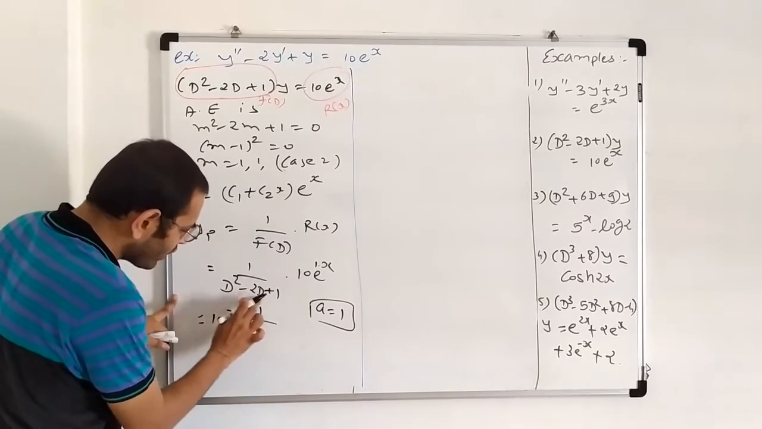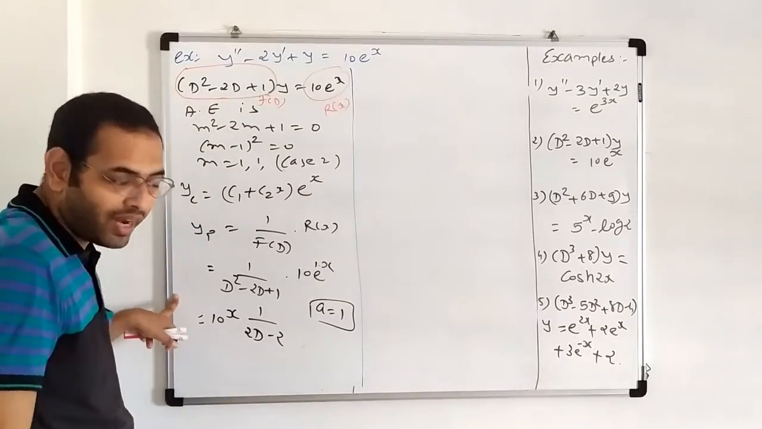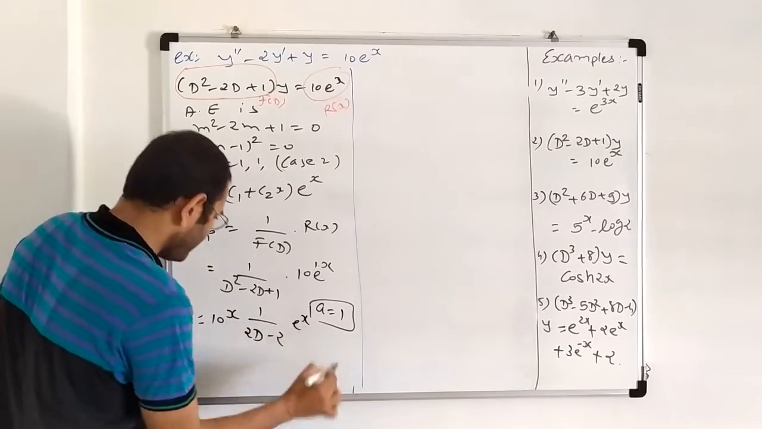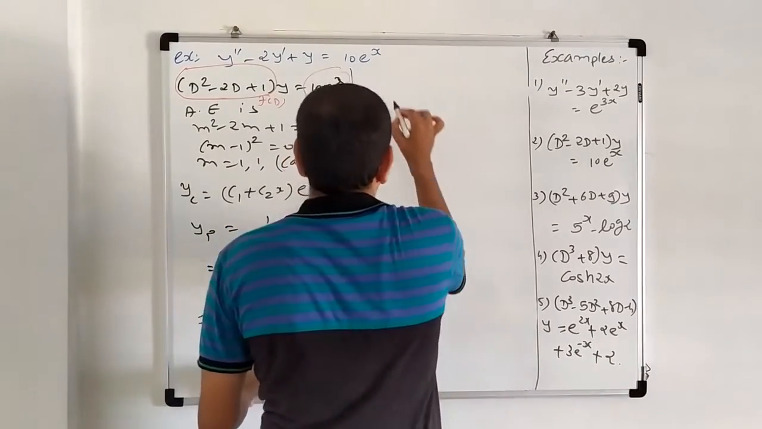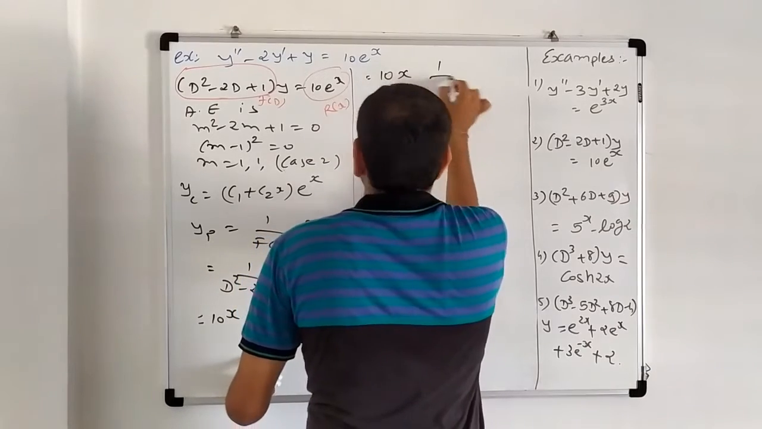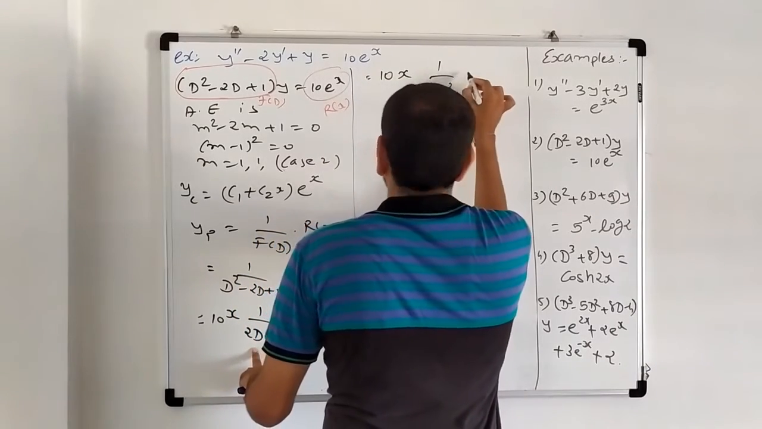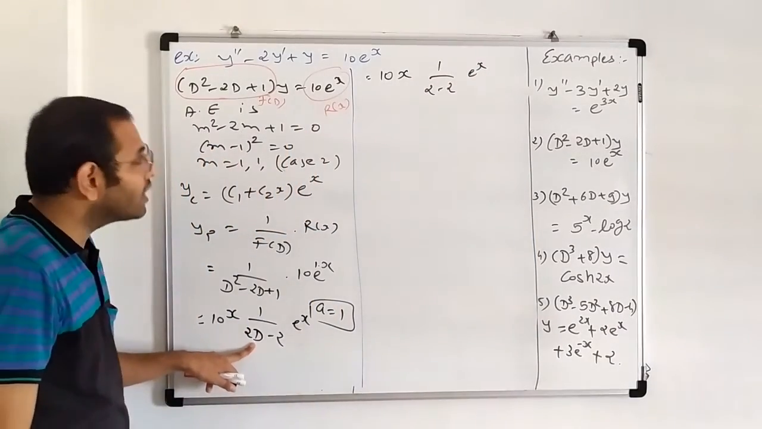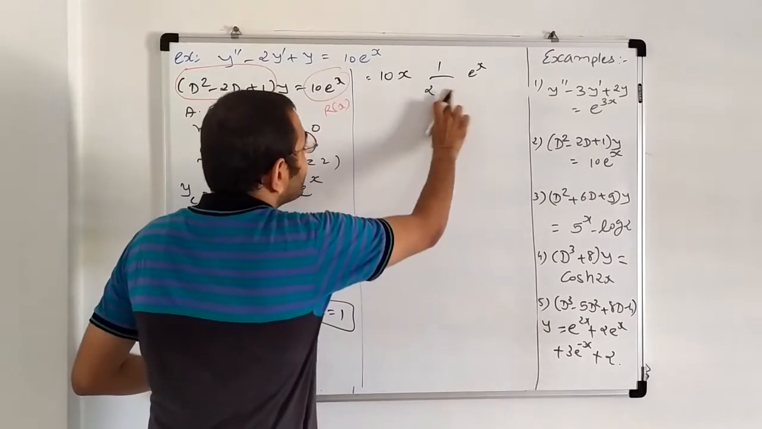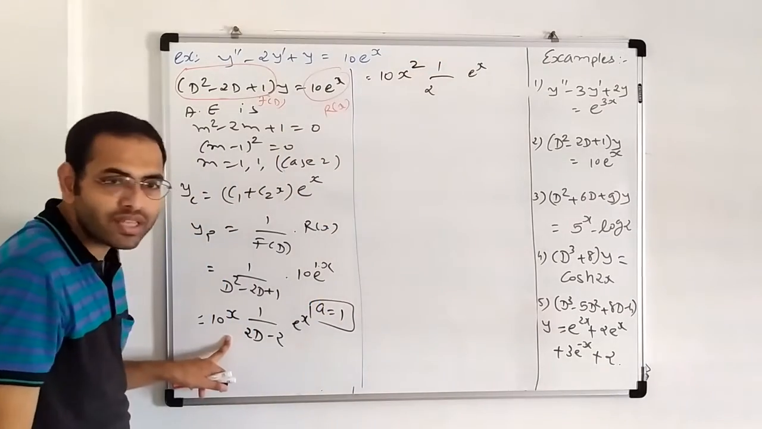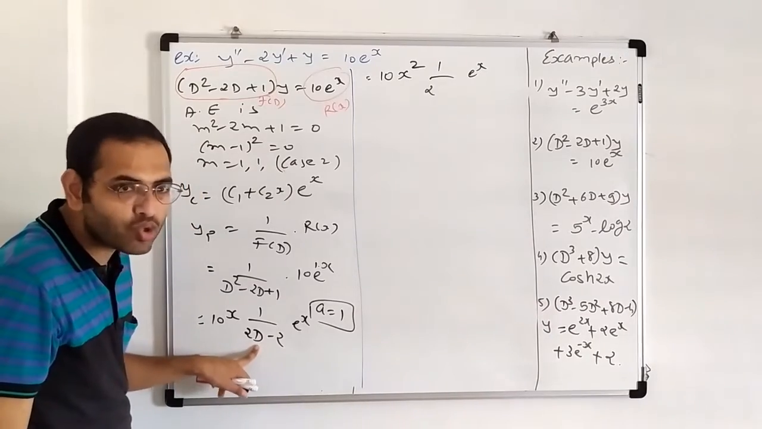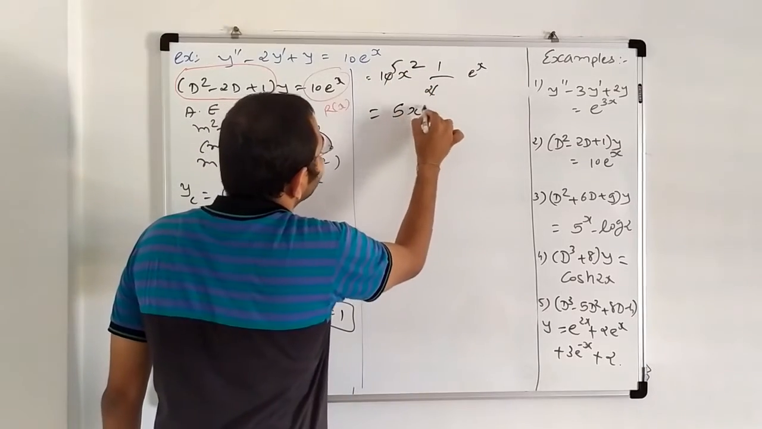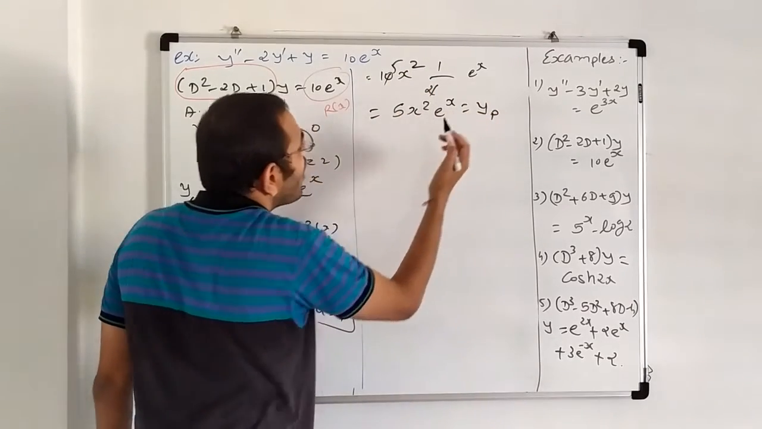Then we get D square, then 2D minus 2, 1 which is constant, then 0 into e raised to x. Now again replace D as 1, then 10x, then D as 1, then 2 minus 2, which becomes again 0. Then we cannot go further, so again multiply with x, x into x, x square, and the derivative of 2D means 2, then 10 by 2 is 5, so 5x square e raised to x, that is our yp.